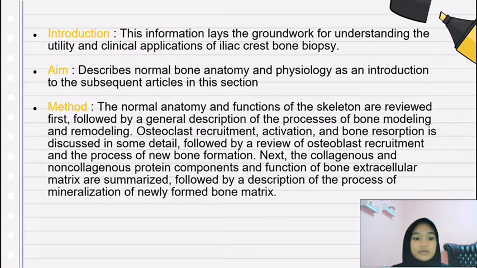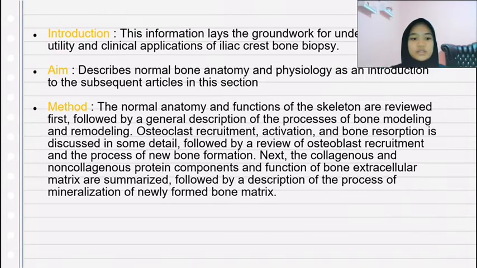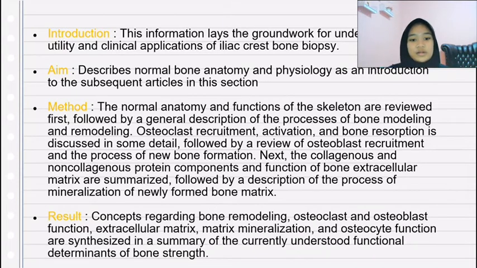The action of biomechanical force on bone is sensed by the osteocyte syncytium within bone via the canalicular network and intercellular gap junction. And the result, concepts regarding bone remodeling, osteoclast and osteoblast function, extracellular matrix, matrix mineralization, and osteocyte function are synthesized in a summary of the currently understood functional determinants of bone strength.